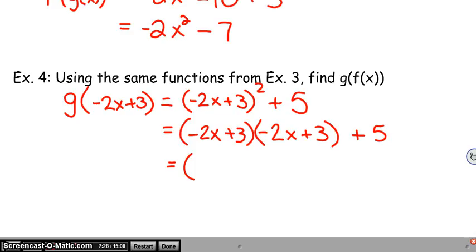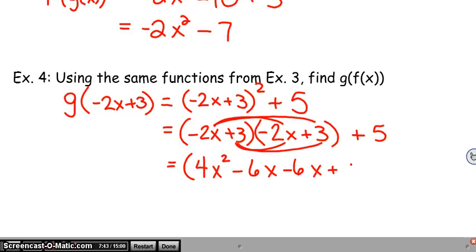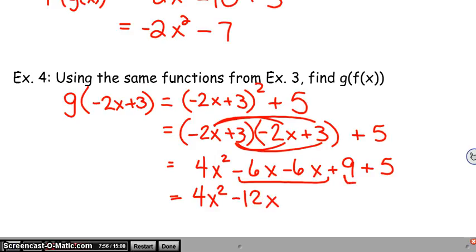Let's distribute. So negative 2x times negative 2x makes positive 4x squared. Be careful with signs. Negative 2x times 3 is negative 6x. 3 times negative 2x is negative 6x. 3 times 3 is 9. Don't forget the plus 5. And then combine like terms. 4x squared. These two are like terms, so negative 12x. These two are like terms, so plus 14.